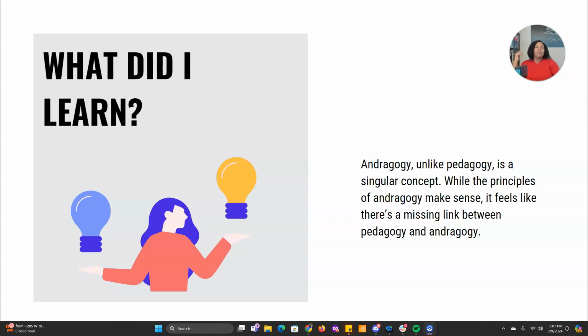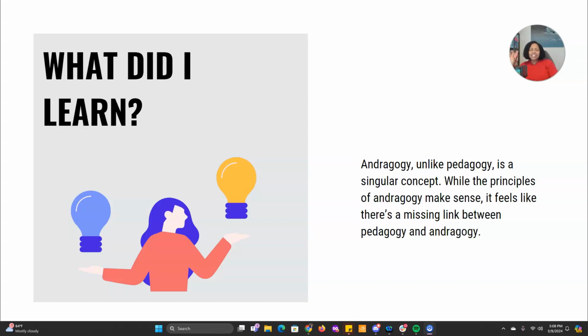And while the principles of andragogy make perfect sense, as someone who has taught college students who are coming from pedagogy, going into andragogy as adult learners, I've also facilitated and taught training courses to adults. And so the principles make perfect sense. These are all things that I've had to keep in mind and think about when creating courses to make sure that the people who are taking the training are engaged and learn.